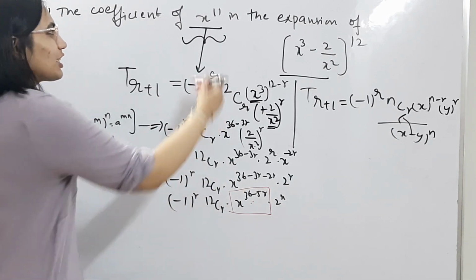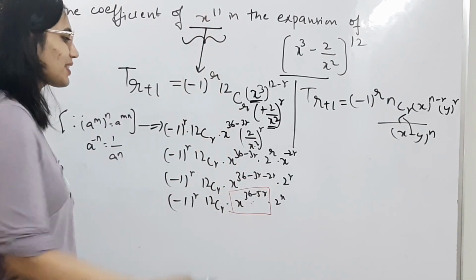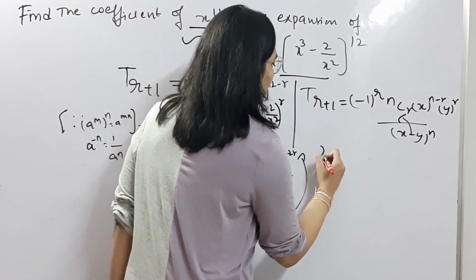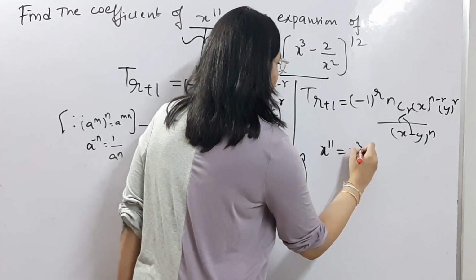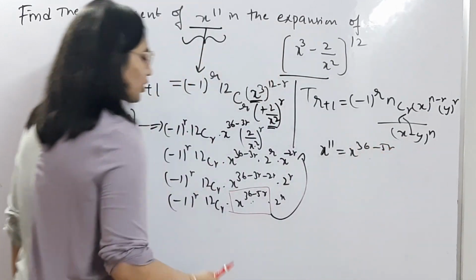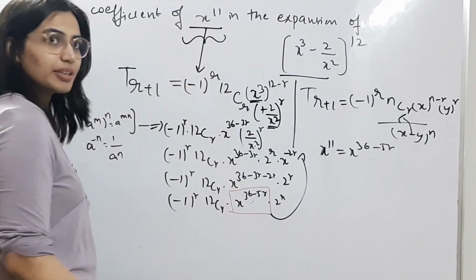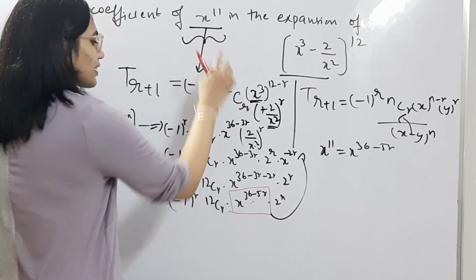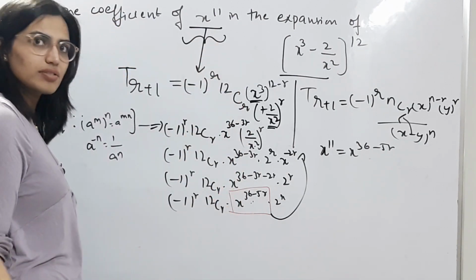So don't you think we need to equate the powers because bases are equal? Yes. So now what we will do is x power of 11 is equal to x power of 36 minus 5r, because we assume that 11 will be in general term, right? So that means r should be of one value in such a way that x power of 11 will be as a part of this term.